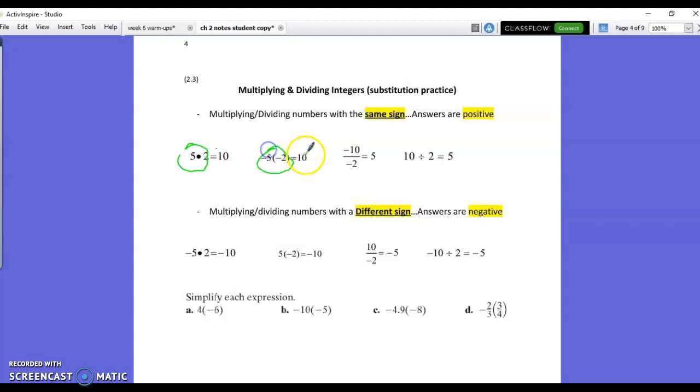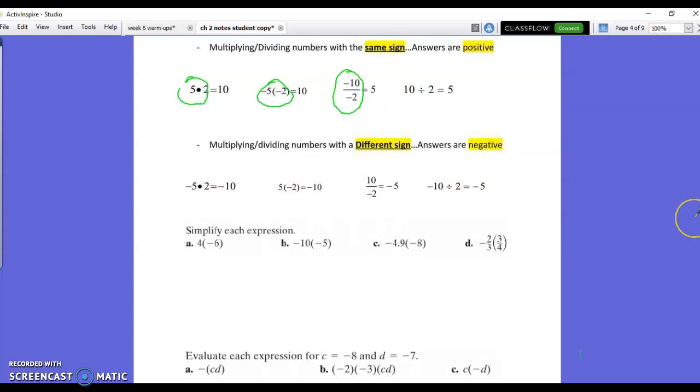Both negative, so we get a positive. Fraction is also division. Negative divided by negative, positive, and positive divided by positive, positive. Over here, it's the same examples, but just one of them is negative, one of them is positive, and our answers come out as negative.